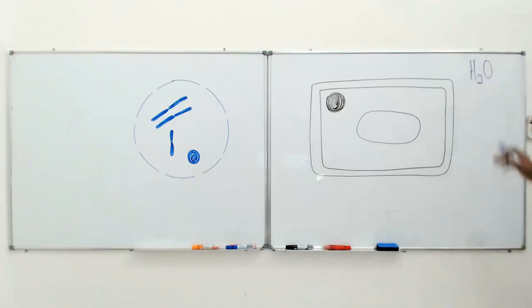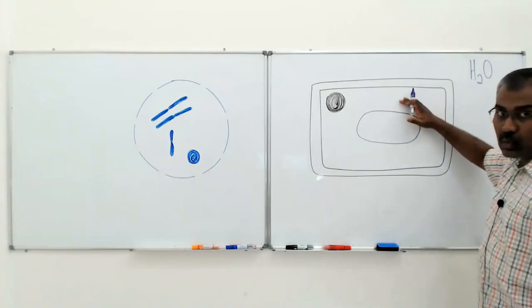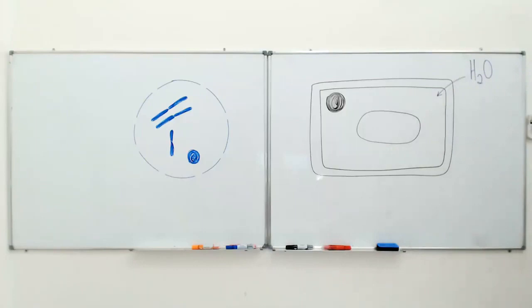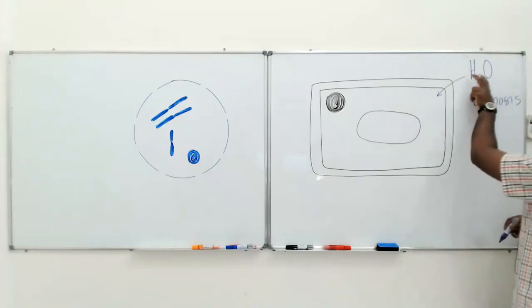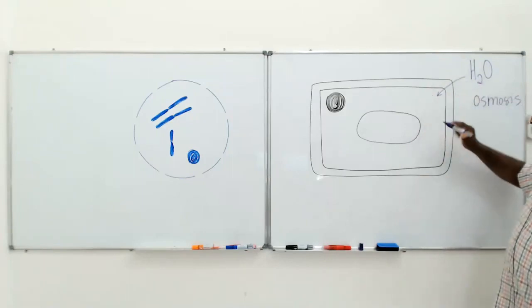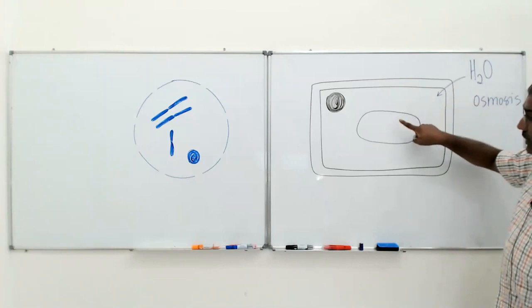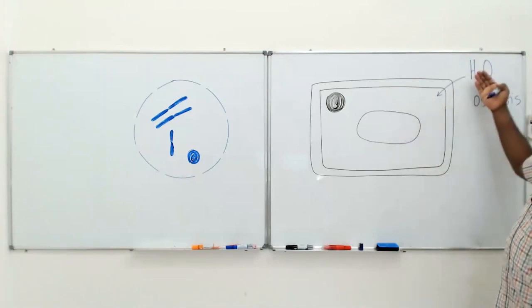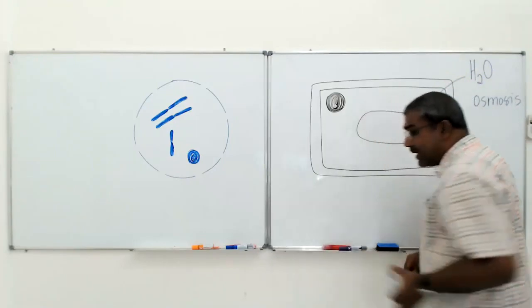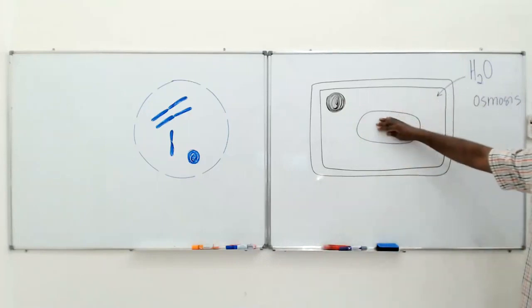So, air daripada luar akan masuk ke dalam sel tumbuhan. So, water will be diffused into the plant cell by a process known as osmosis. We are going to learn osmosis in chapter 3. So air akan masuk ke dalam plant cell. Selepas air masuk ke dalam plant cell, later this water will enter the vacuole. Okay, selepas air masuk ke dalam plant cell, air tersebut akan mengalir masuk ke dalam vacuole.